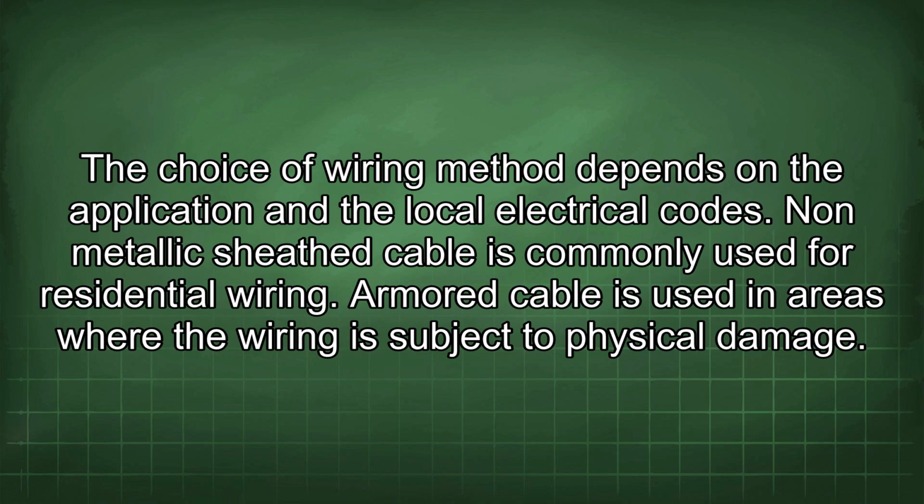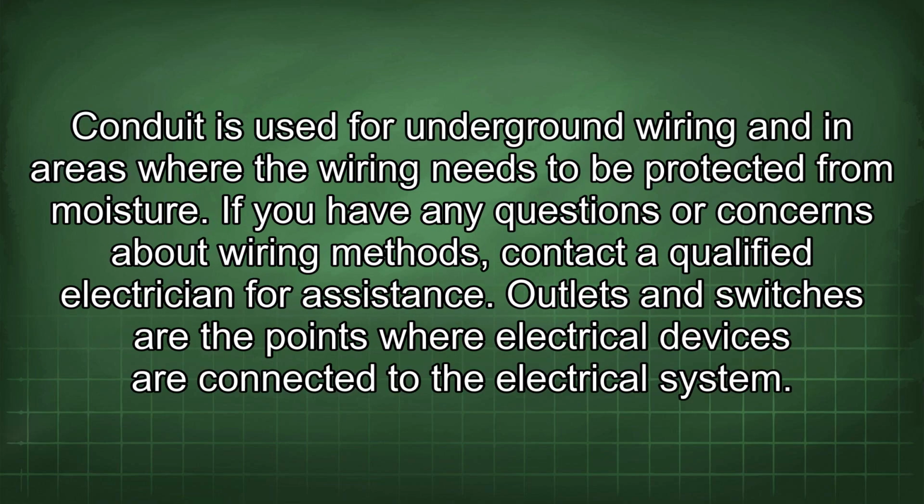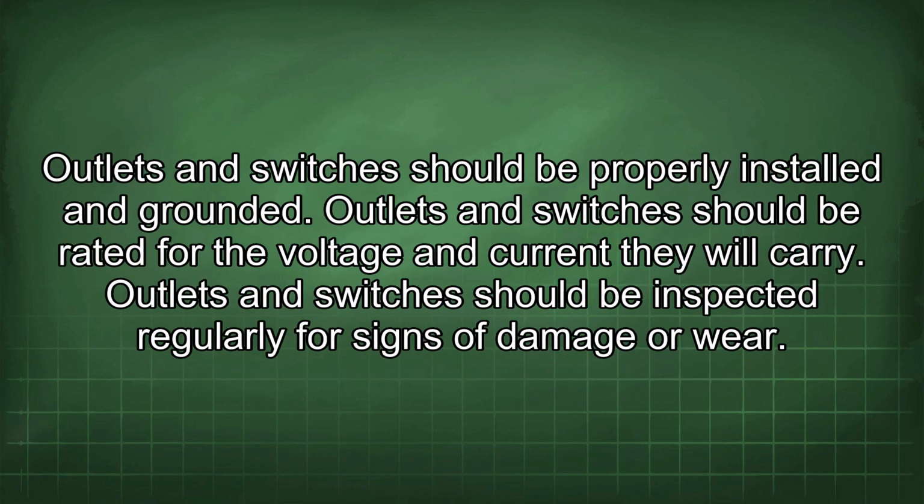Armored cable is used in areas where the wiring is subject to physical damage. Conduit is used for underground wiring and in areas where the wiring needs to be protected from moisture. If you have any questions or concerns about wiring methods, contact a qualified electrician for assistance. Outlets and switches are the points where electrical devices are connected to the electrical system. Outlets and switches should be properly installed and grounded.